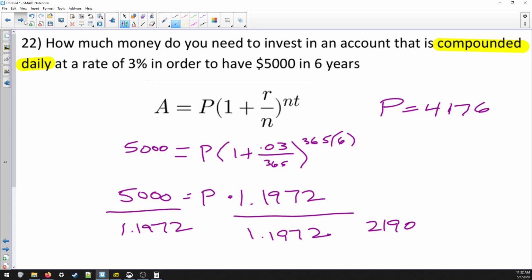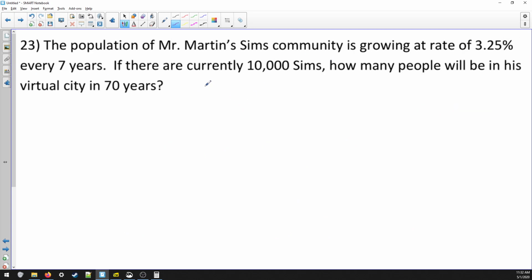Okay, number 22. Okay, 23 is about my Sims community. Here's what this one's saying: the population of my Sims community is growing at a rate of 3.25% every 7 years. That's going to be important. If there are currently 10,000 Sims, how many people will be in my virtual city in 70 years? So we've got to think about this one.